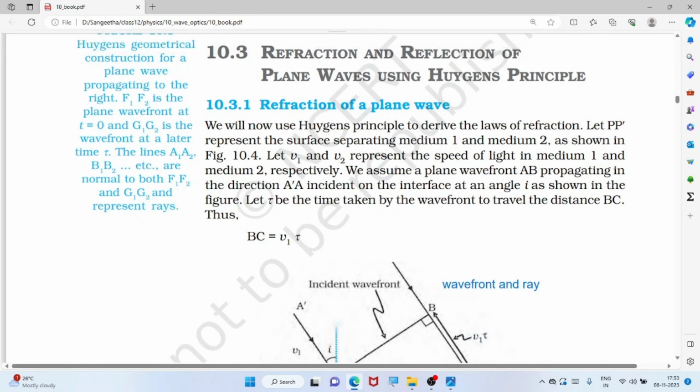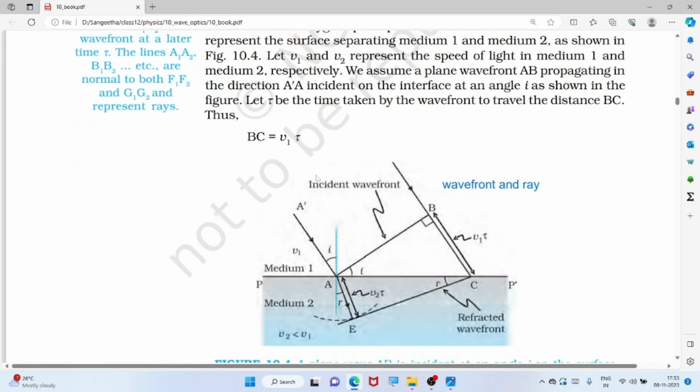See the refraction and reflection of the wave. See how they are drawing this wave. In the last chapter, chapter 9, they drew the ray. So you have to see the difference between how a wave front is drawn and how a ray is drawn.